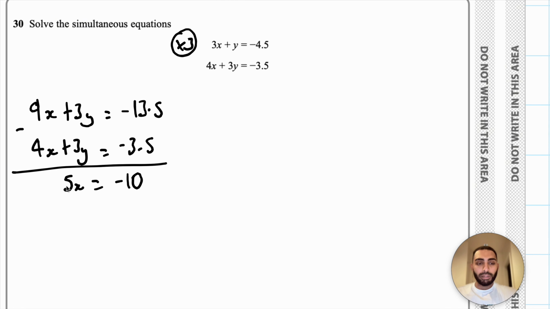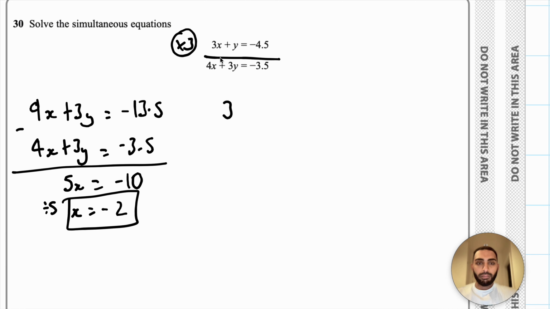So x is being multiplied by 5, and it gives me negative 10. So I need to divide by 5. X would be equal to negative 2. Now that I've got the value of one of the variables, I've got the value of x, I'm going to look for my easiest equation on the page. I'm going to choose this one because it's got my smallest variables, and I'll substitute it into here. And then I just need to find out what y is.